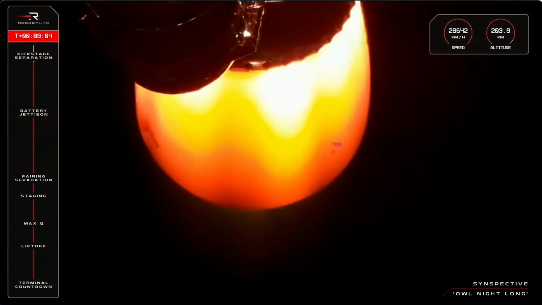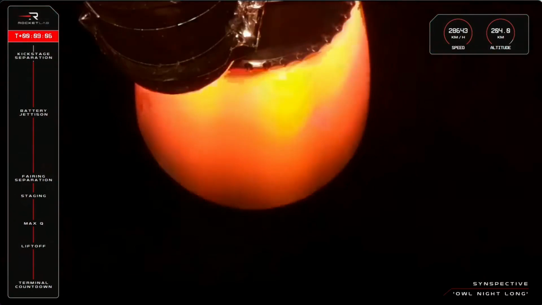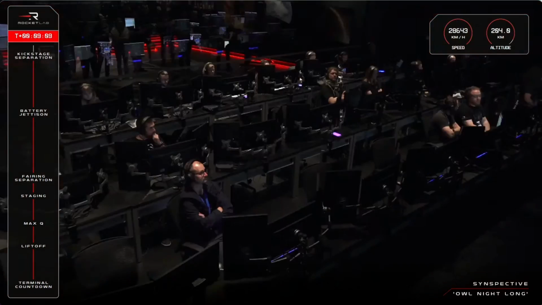SECO confirmed. Stage 3 separation confirmed. Nominal transfer orbit achieved.